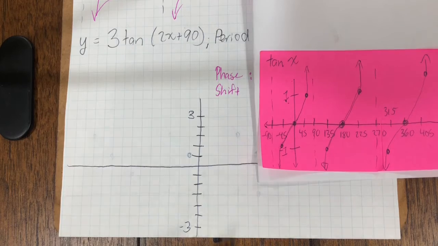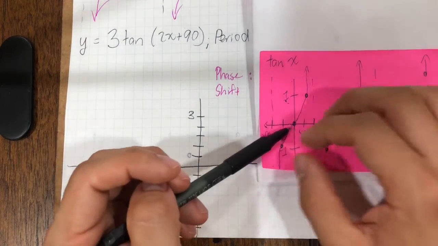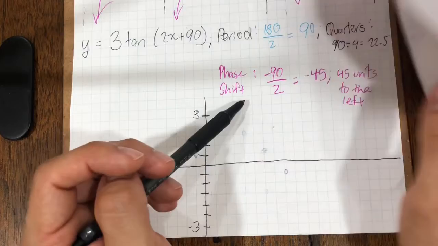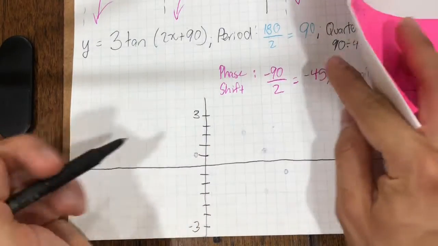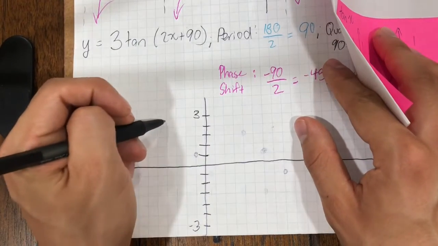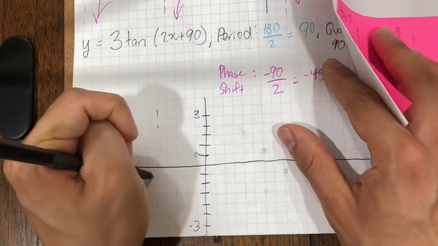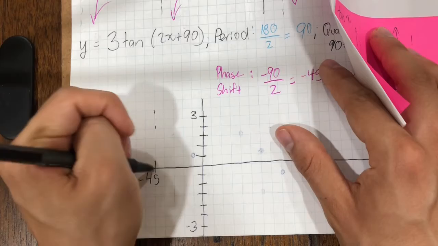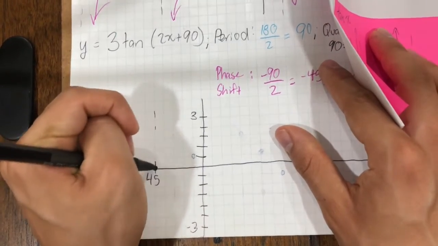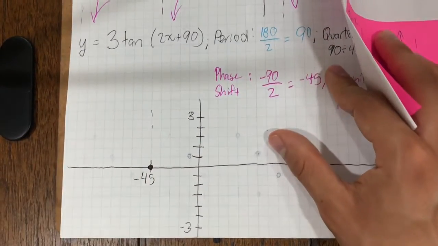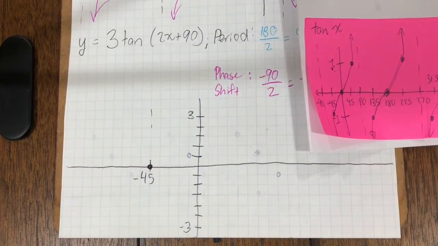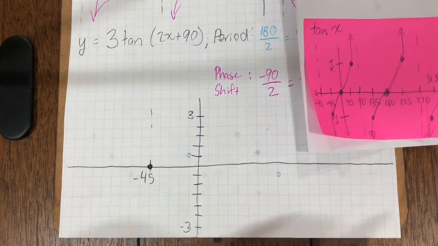So I have my midpoints at 0, 0. However, we do have the phase shift, which is at -45. So I'm gonna start off on the left side of the graph, which is -45, so somewhere right here. So -45, that is the midpoint. All right, so now I have 2 asymptotes in between -45.